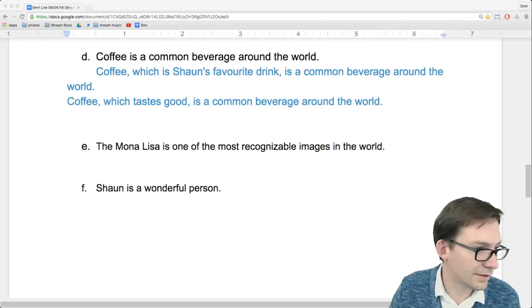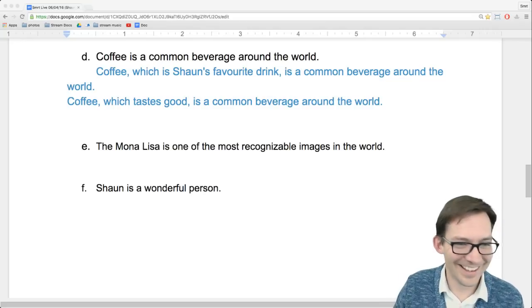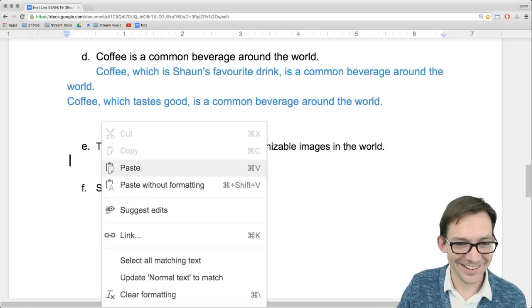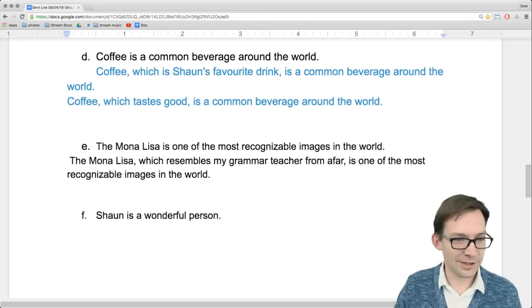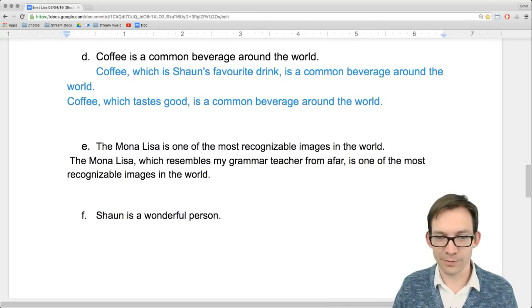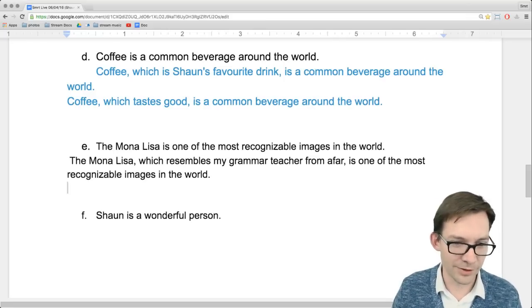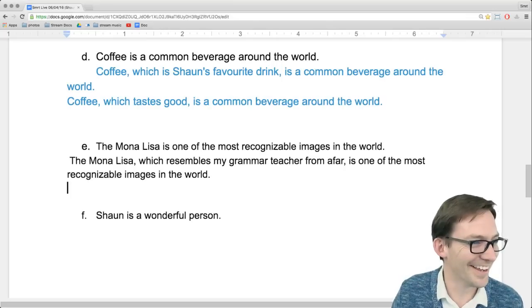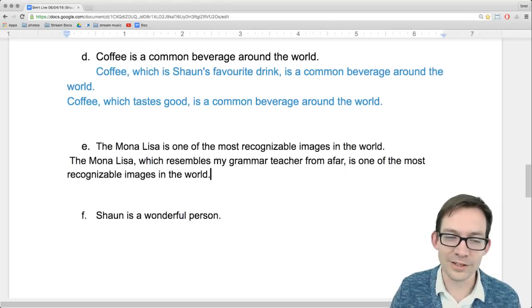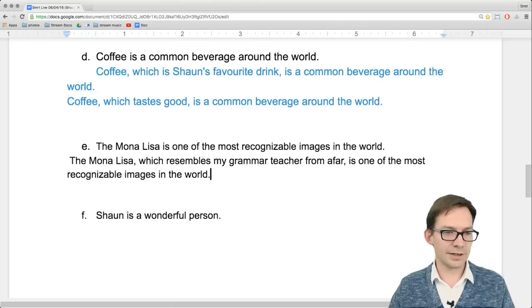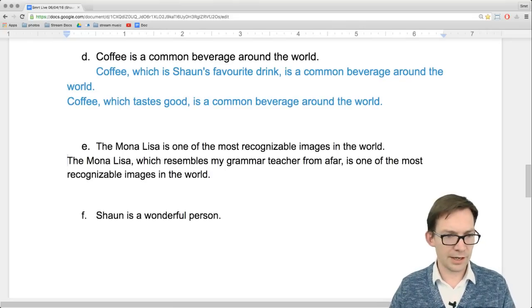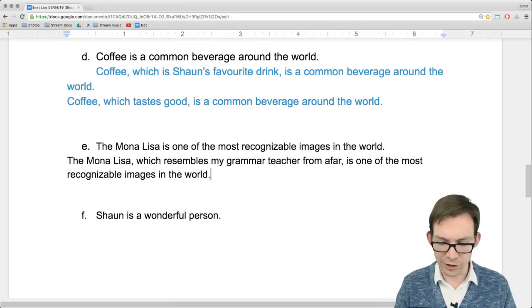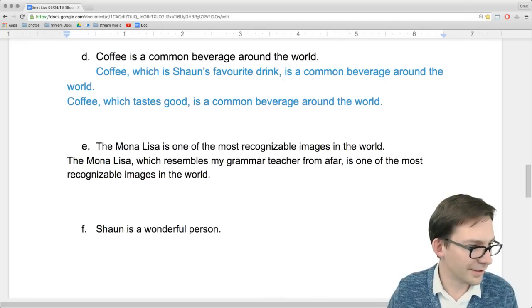Chateau 7. I like this one. It's from Chateau 7. The Mona Lisa, which resembles my grammar teacher from afar, is one of the most recognizable images in the world. Hopefully, I'm not your grammar teacher. But I don't know if that's a good thing or not. I don't know. Is the Mona Lisa a beautiful lady? I'm not sure. But that's a good sentence. Chateau 7.